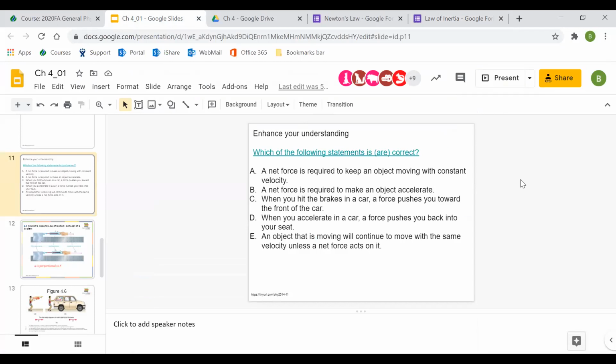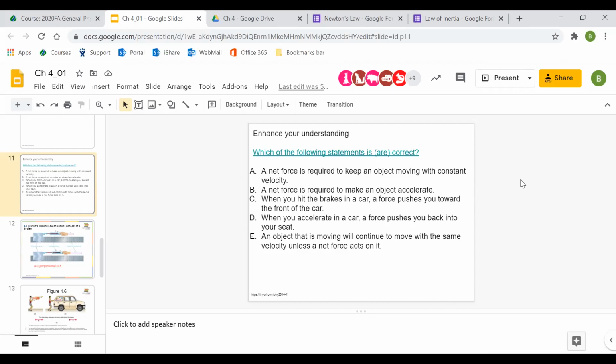Some of you said this is correct, but it's actually a false statement, right? Because if there's a net force, then the object's velocity will be changing. The first law says unless there's a net force, the velocity will not be changing. So if there's a net force, then you'll have changing velocity, right?